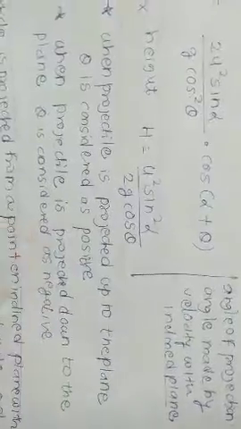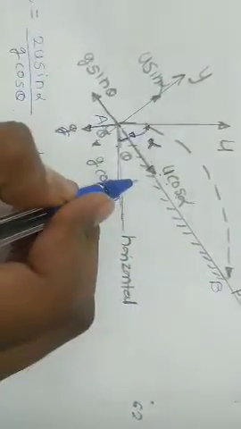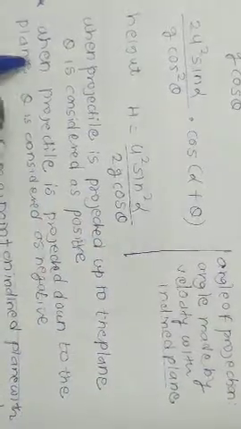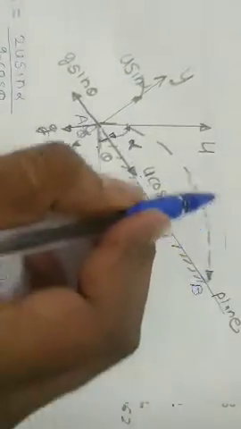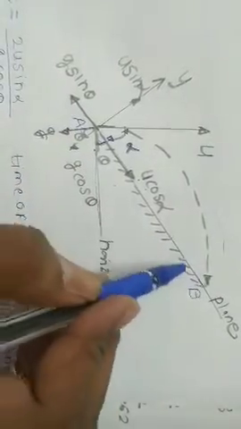Now two things are important. When the projectile is fired or projected up the plane, then theta is considered positive. So if the projectile is fired from point A, it is up the plane, so this theta will be considered positive. In the opposite way, when the projectile is projected down the plane, then theta is considered negative. Suppose the projectile is fired from B to A, then this angle of plane theta is considered negative. Now we see one problem on this.